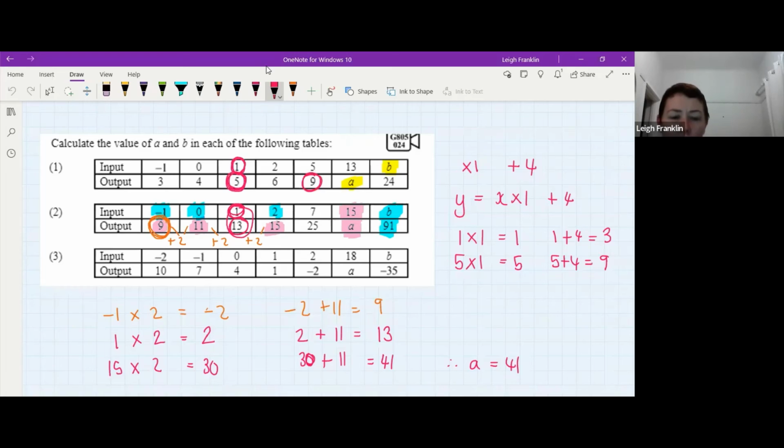Now you're going to tell me what happens when 13 goes in. You multiply it by 1. Good. Keep going. And add 4. Good. And what are you going to get out? 17. You're too clever. Well done. That's very nice work. So we've worked out in this case that the value of A is 17. Well done, Tolana. That's really good work.